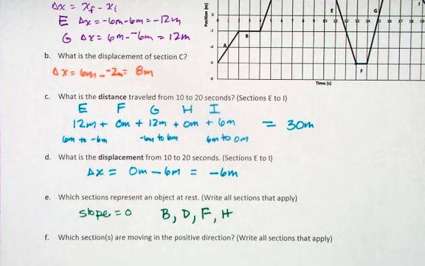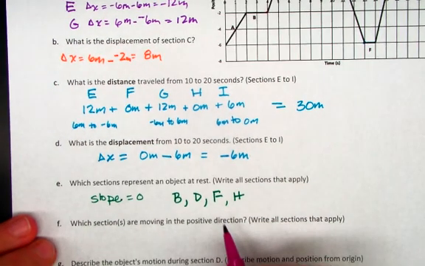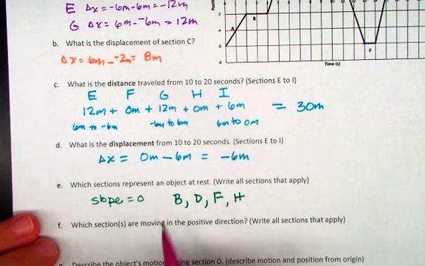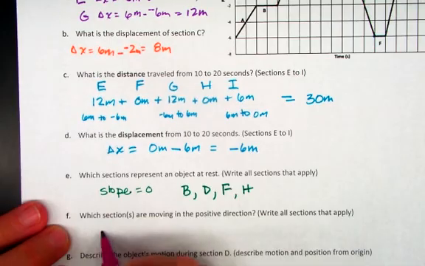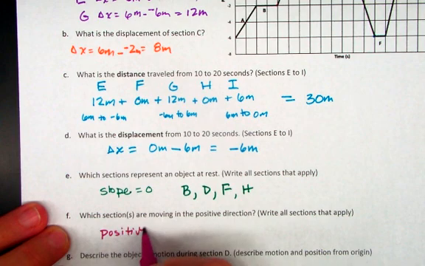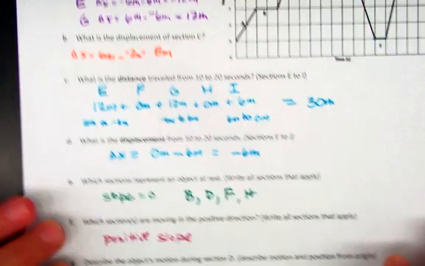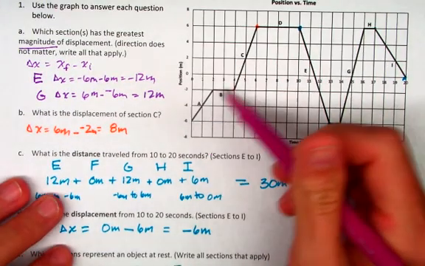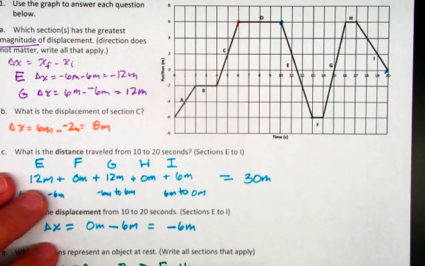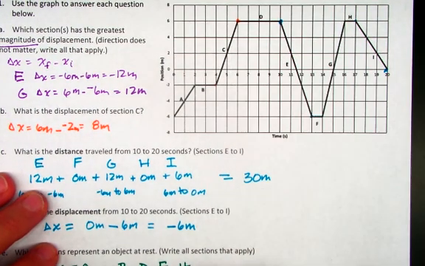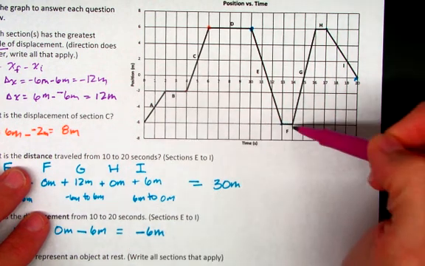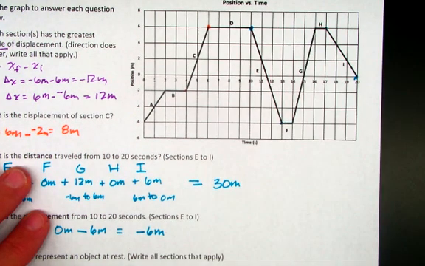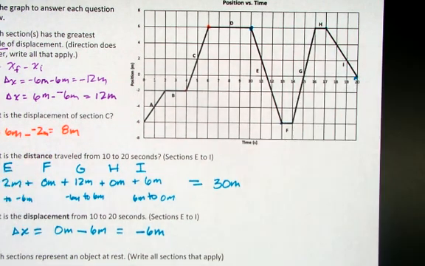All right, so those are all of our horizontal lines. For the next question, we want to look at what sections are moving in the positive direction. If they're moving in the positive direction, this means that the velocity must be a positive number, so we need to be looking for a positive slope. Positive slope means it's going up from left to right. That's going to be A, C. Now E, notice, is going down from left to right, but then G is going up, and then I is going down.